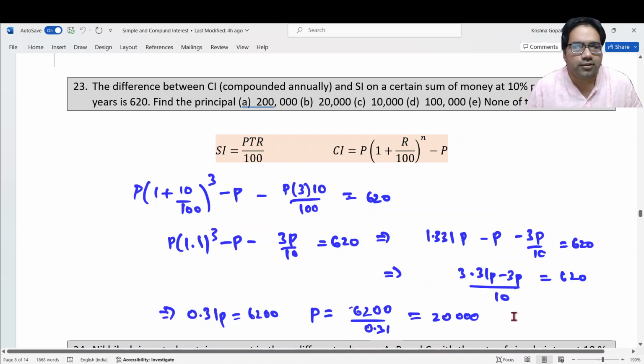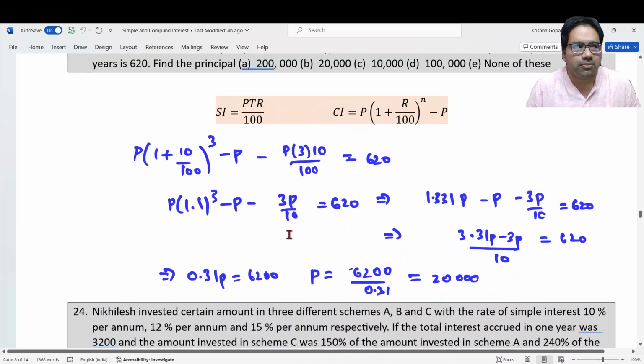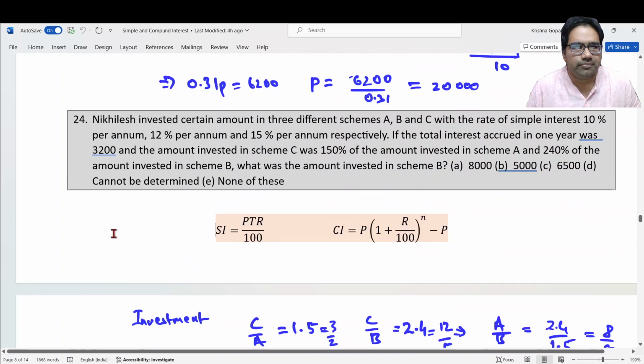Right. So 20,000 when invested in simple interest and compound interest at 10% for 3 years will give 620 rupees more in compound interest. This is an easy problem only. Let's try to solve one more problem.